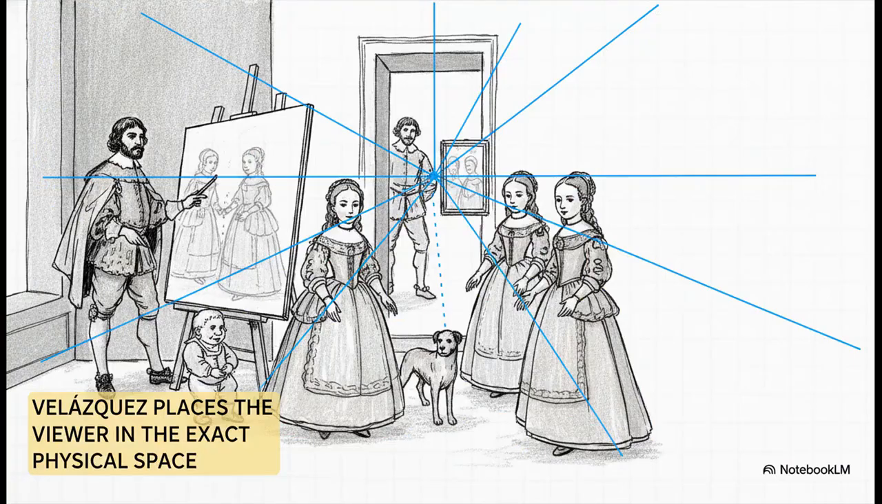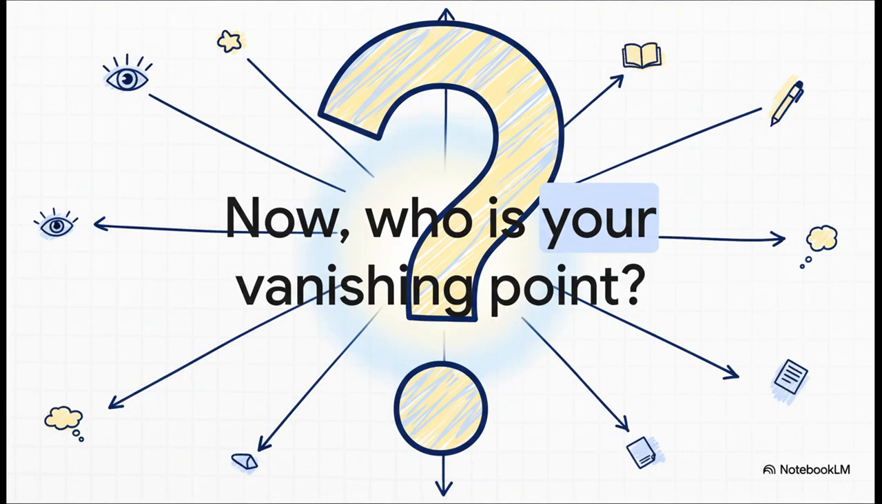There's no better example of this than Diego Velázquez's masterpiece, Las Meninas. It is just the absolute pinnacle of this skill. He constructed the entire scene with such insane geometric precision that he literally places you, the viewer, in the exact physical spot where the King and Queen of Spain would have been standing. We aren't just looking at a painting. He has completely defined our perspective for us. Now that is mastery. So the next time you sit down to write, before you type a single word, just ask yourself this one simple question. Who is that fixed point on your horizon? Who is your vanishing point?